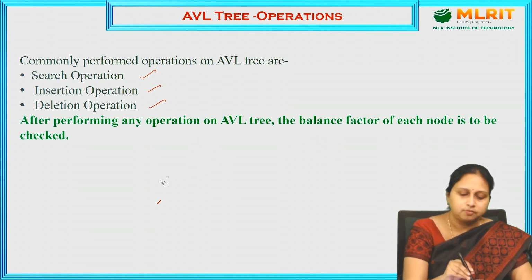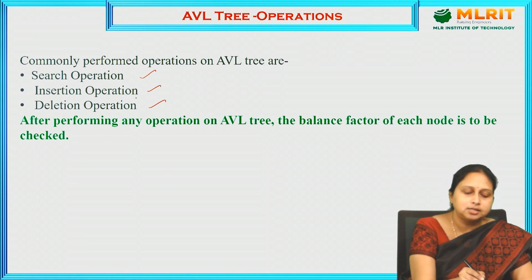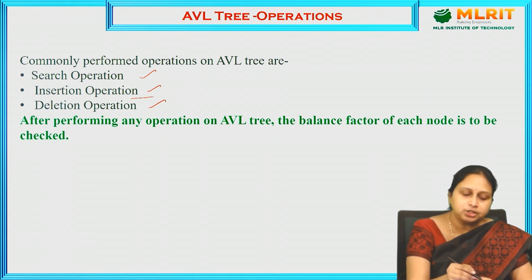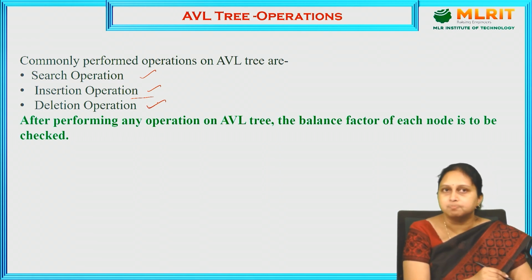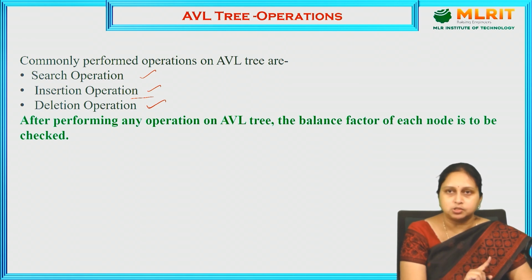Next, we have insertion. This one is a little bit different from what we have seen with the BST. That one we will discuss in a separate session. And deletion is also similar to our BST, but when you perform the deletion, after deletion also we need to check for the rotations, whether the tree is balanced or not. If the tree is not balanced, again we need to rotate the tree, and the tree has to be balanced after deletion also. Okay, that one also we'll see later.